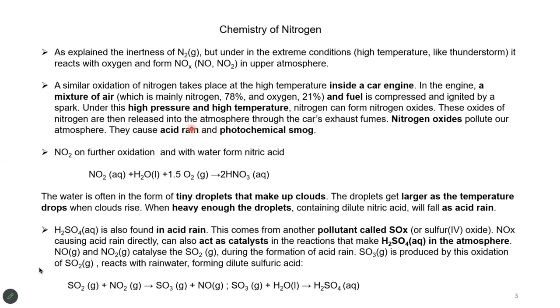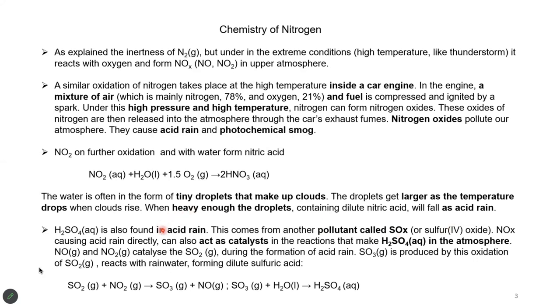Now we have to talk about what acid rain is. This nitrogen oxide, the primary pollutant, gets further oxidized, and then with a little bit of water, I show the reaction here, it gives aqueous nitric acid. This aqueous nitric acid in the atmosphere mixes with the droplets of cloud, and then tiny drops of water come down and form acid rain. And acid rain is a very serious pollutant.